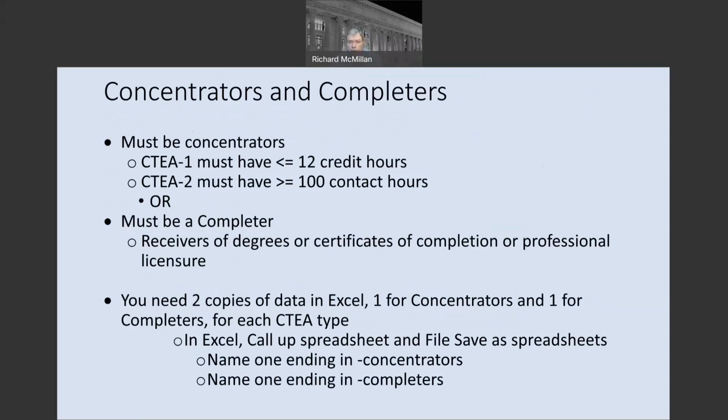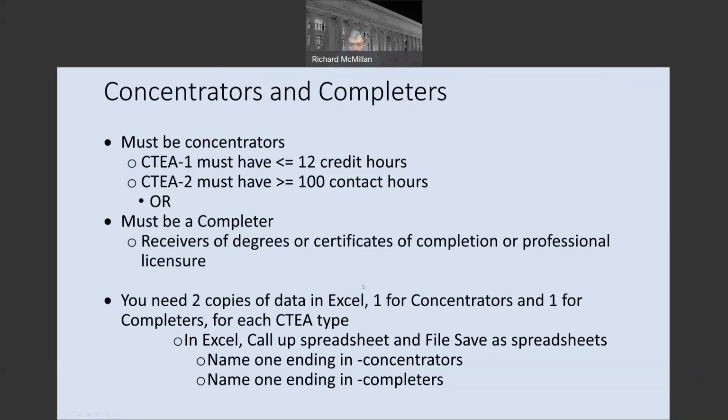Concentrators and completers. Students must be either concentrators or completers. A concentrator for CLNA 1 is defined as having greater than or equal to 12 credit hours. And CLNA 2 must have greater than or equal to 100 contact hours. Or must be a completer, receives degrees or certificates of completion or professional licensure.